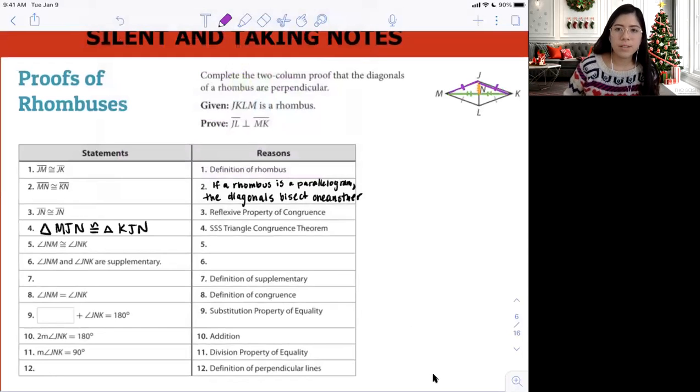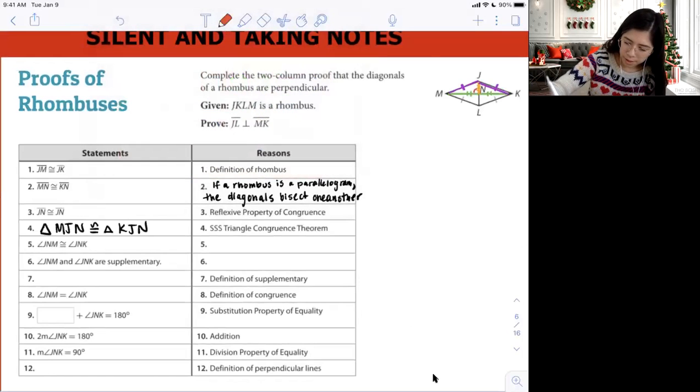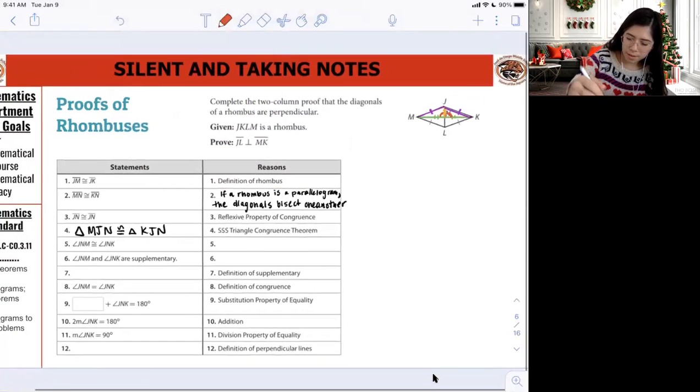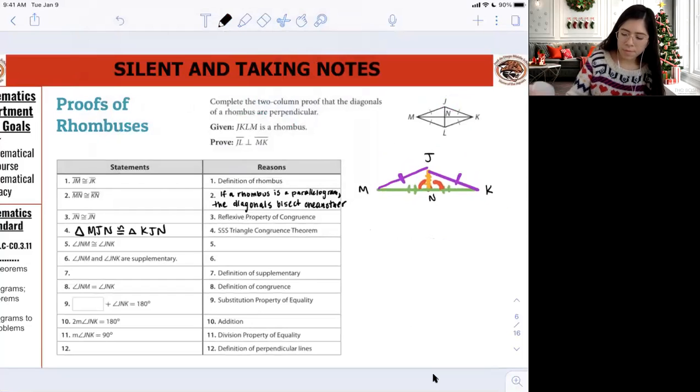JNM, which is this angle over here, is congruent to JNK, this one over here. Do you guys want me to draw this a little bit larger so that we can really see it? There you go. So how can I say that JNM is congruent to JNK?